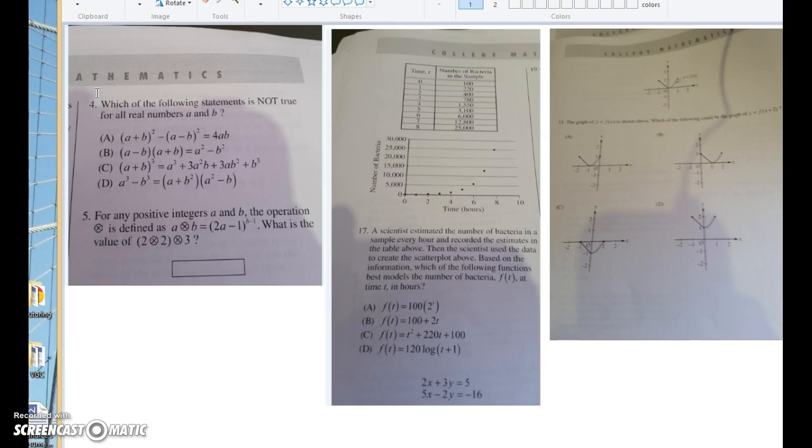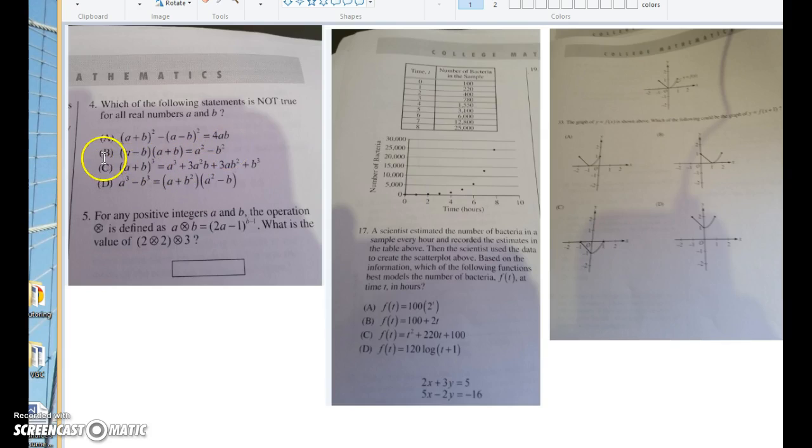For the first one, it says, which of the following statements is not true for all real numbers A and B? This question is a question about identities. For example, for choice B, A minus B times A plus B is equal to A squared minus B squared. That's called difference of two squares, or DOTS. So that's an identity that you should have known if you went through an algebra class.